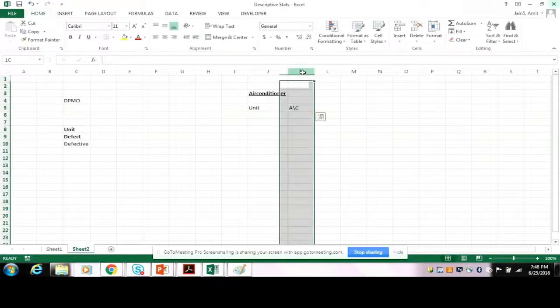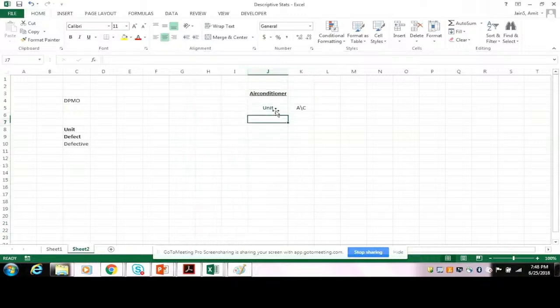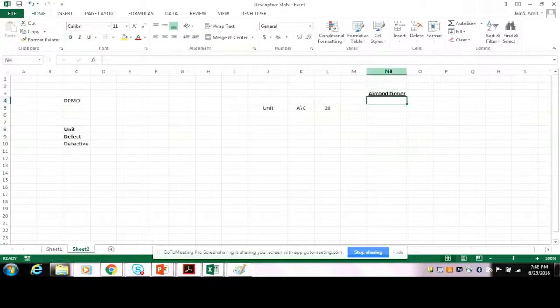Okay, so unit is the AC that we manufacture. Okay, and let's say we have a factory and we have manufactured 20 ACs. So every AC, air conditioner, has got 4 parts.